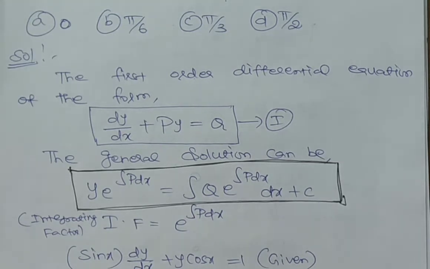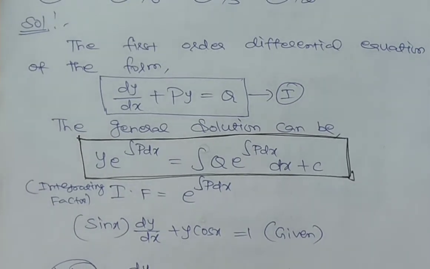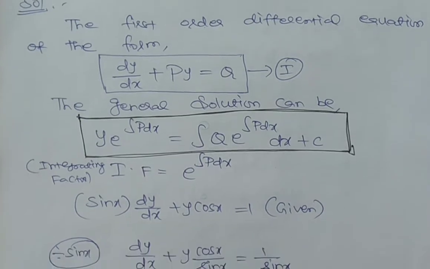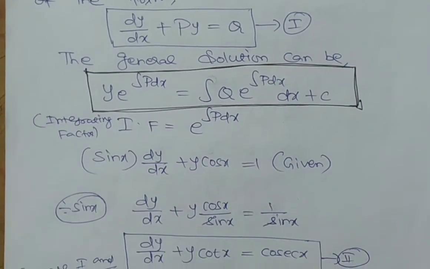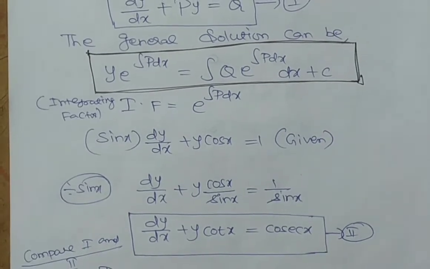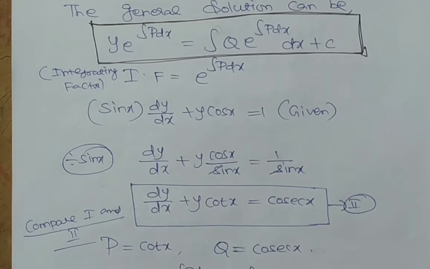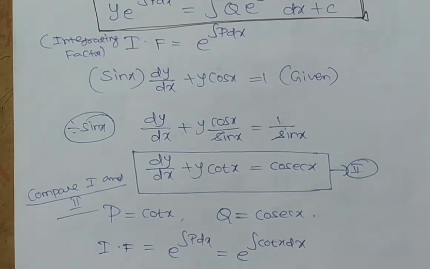So what is our differential equation? sin x dy by dx plus y cos x equal to 1, which is given. Dividing by sin x, you will get dy by dx plus y cos x by sin x equal to 1 by sin x. This can be written as dy by dx plus y cot x equal to cosecant x. Now compare 1 and 2: p equal to cot x, q equal to cosecant x.